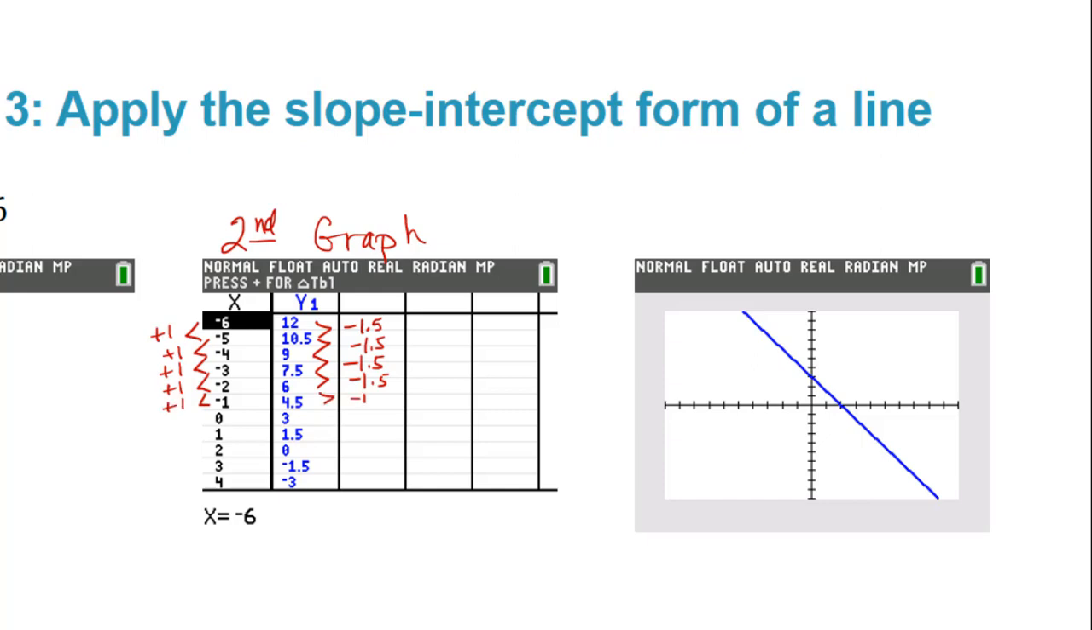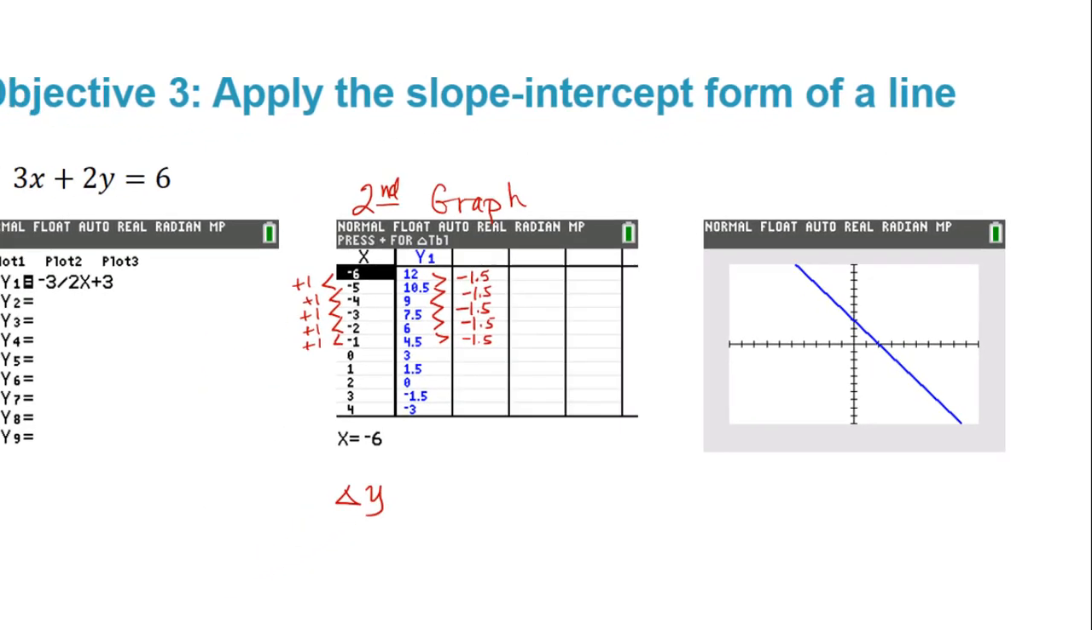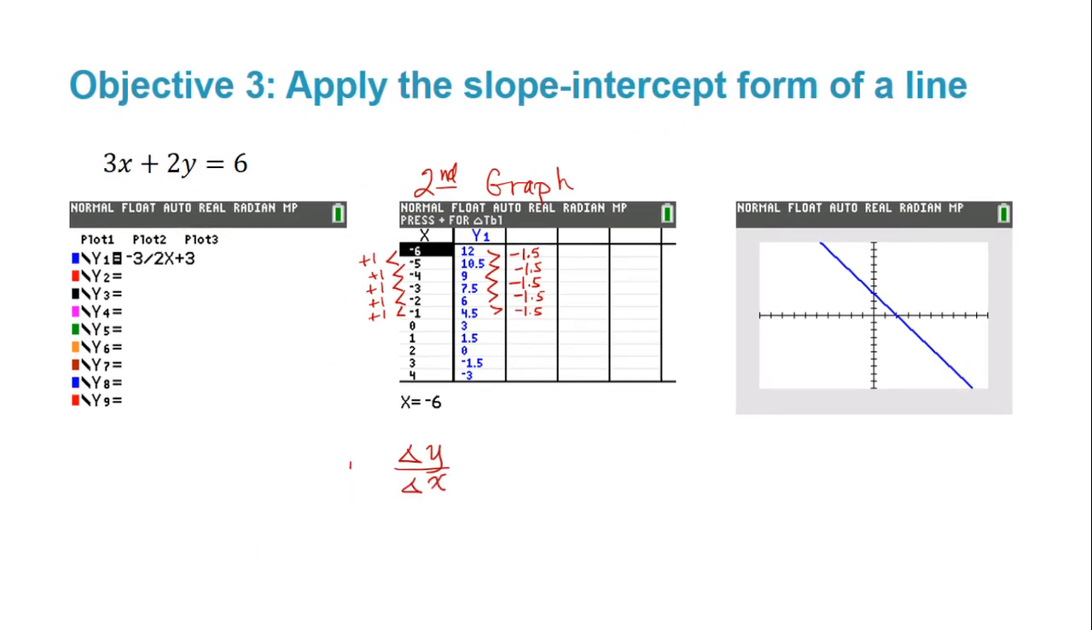Well, how does that play a role? Remember, this is change in y divided by change in x, which is my slope. So according to this, my change in y is -1.5 and my change in x is 1. So I get -1.5. Well, remember the -3/2 was my coefficient of x, or my slope that I found through the intercepts. But what is -3/2? As a decimal, it is -1.5.